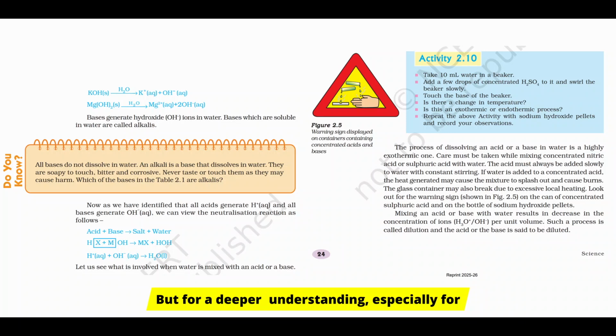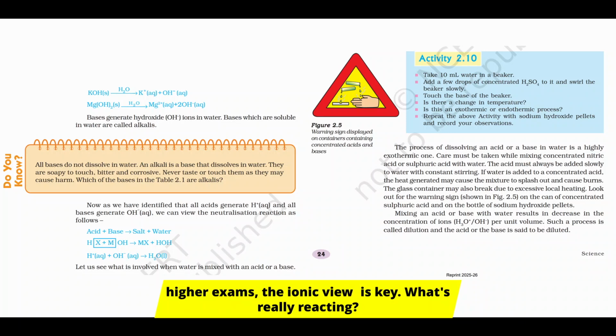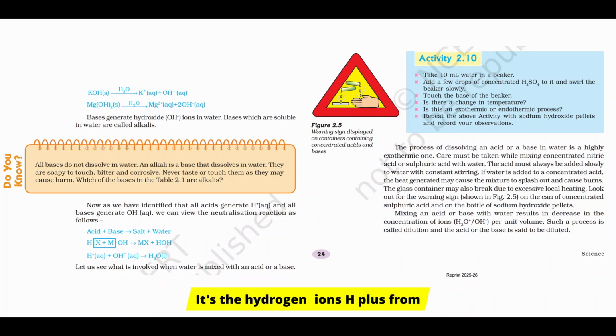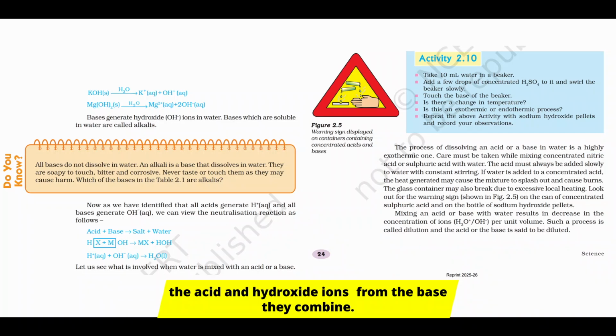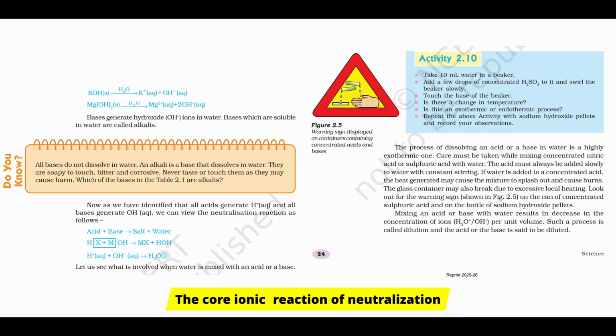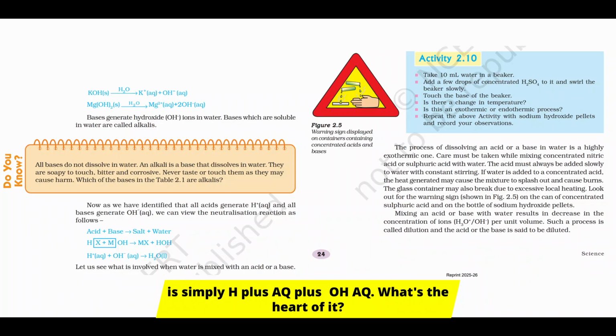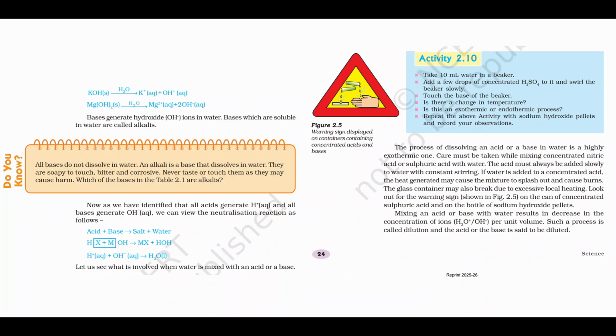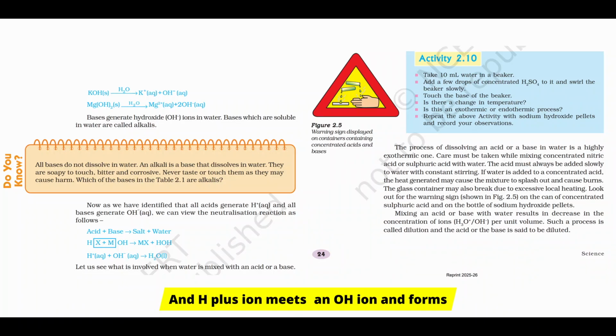But for a deeper understanding, especially for higher exams, the ionic view is key. What's really reacting? It's the hydrogen ions, H+, from the acid and hydroxide ions, OH-, from the base. They combine. The core ionic reaction of neutralization is simply H+(aq) + OH-(aq) → H2O(l). What's the heart of it? An H+ ion meets an OH- ion and forms a water molecule. That ionic equation really simplifies it down to the essential chemistry. H+ plus OH- makes water.